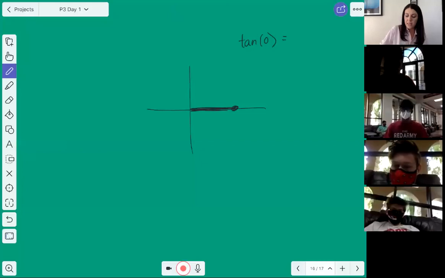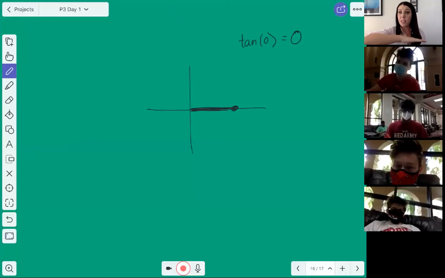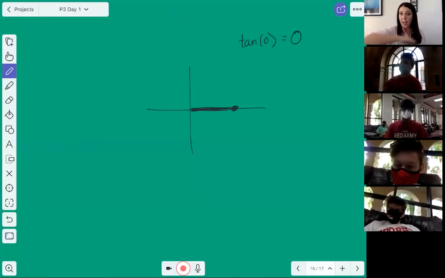Undefined? It would be 0. Nope, it would be 0. A flat line has a slope of 0, right? So a flat line has a slope of 0.